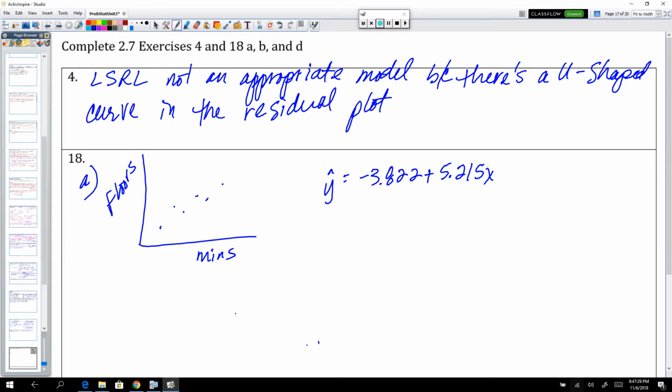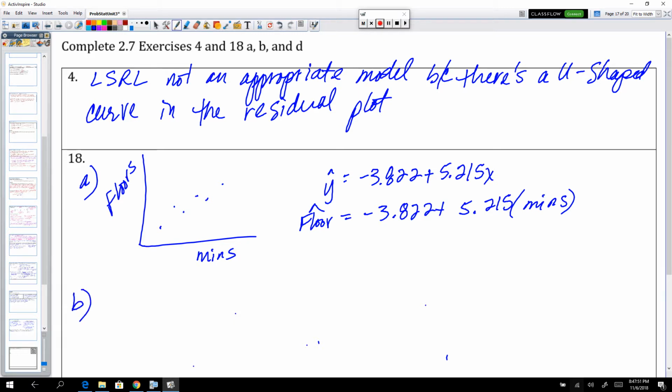If you did not get that, please go back and try and make sure all of your data was entered properly. This is definitely something that goes wrong on quizzes and tests. Be very careful about data entry. Now, if we were to interpret what this means in real life, predicted floors equals negative 3.822 plus 5.215 times the minutes. Okay.